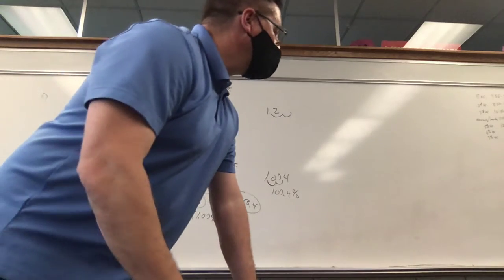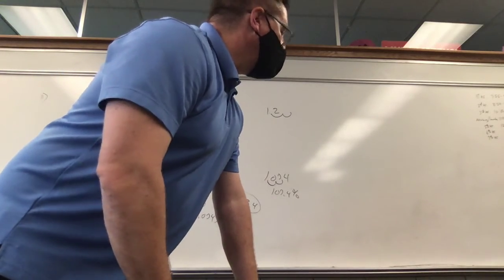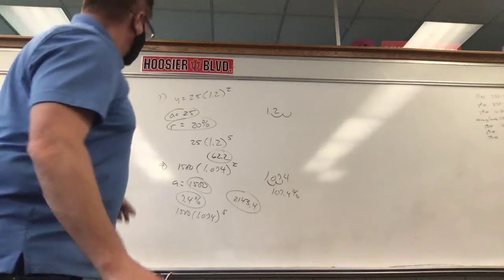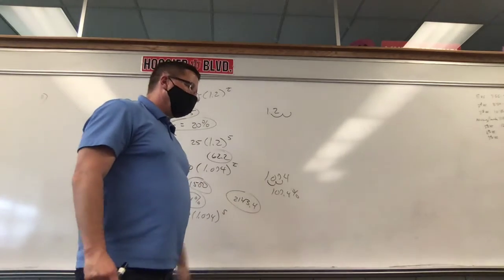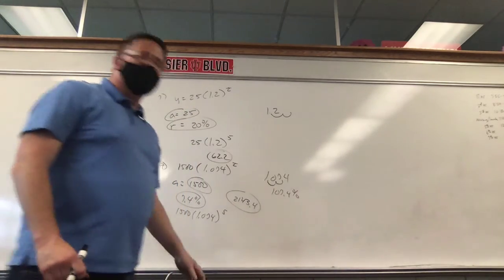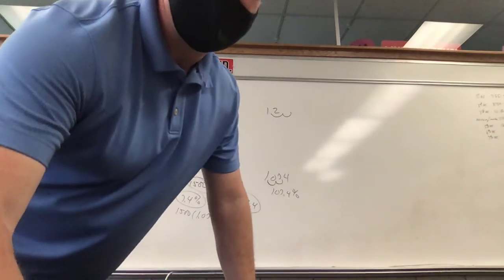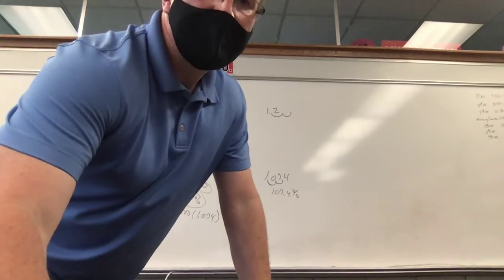Type it in again. I got 2,143.4. That's what we got. Just want one decimal place. We're rounding to one decimal place, guys. Number 11. Never mind.